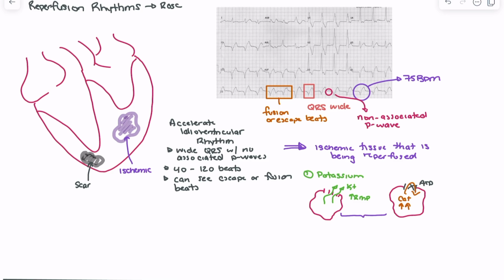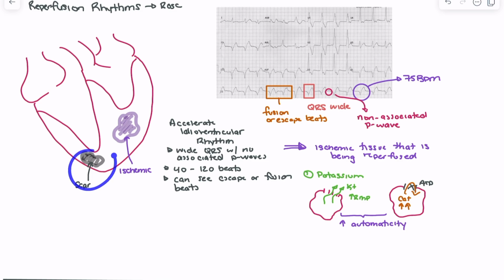So we're waiting for the SA and the AV node to be reperfused, or maybe there's some damage there that needs reperfusion. We have ventricular tissue that is susceptible to irritability, and that tissue has likely been ischemic, with potassium release and calcium pumps that weren't working, which increases automaticity. And that is a big difference. An increase in automaticity is very different from a reentry tachycardia.